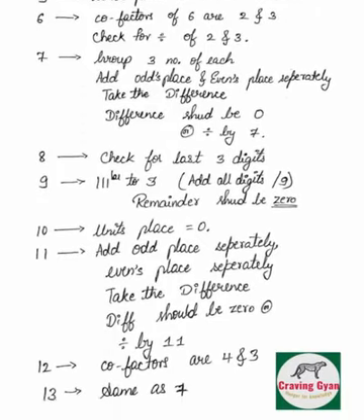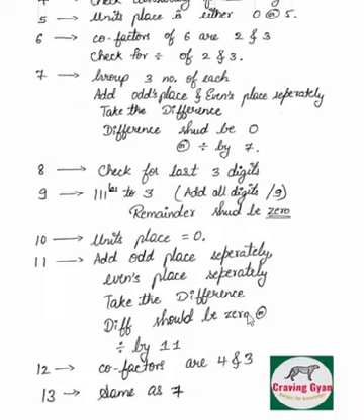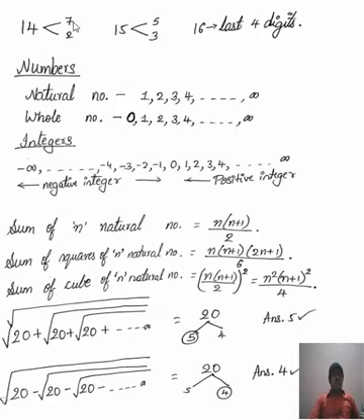And for 11, it is similar to 7. Here, you have to separate the even place and odd place, add up individually, and take the difference, which should be 0 or divisible by 11. For 12, again you go by cofactors. The cofactors of 12 are 4 and 3. And for 13, it is the same as 7. For 14, you have to check with 7 and also with 2. And for 15, you have to divide by 5 as well as by 3.